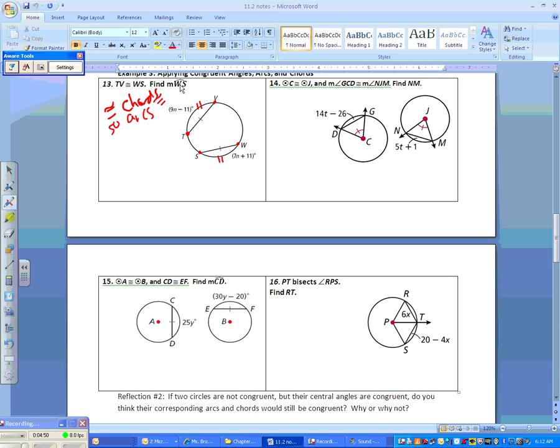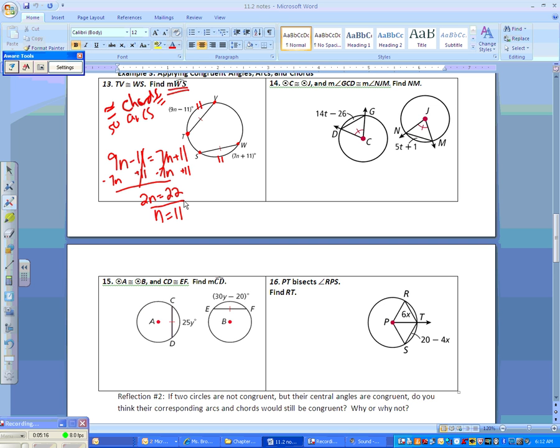If I wanted to find the measure of arc WS, I want to figure out how long this arc is. All I have to do is set these two things equal to each other. So 9n minus 11 equals 7n plus 11. I'm going to move the n's over and add the 11. Now I get 2n equals 22. I'm going to divide both sides by 2, and I get n equals 11.